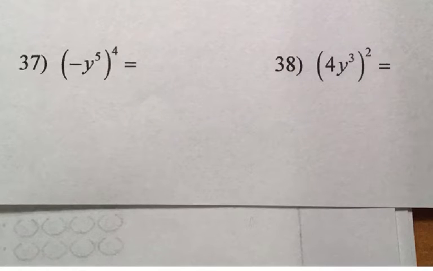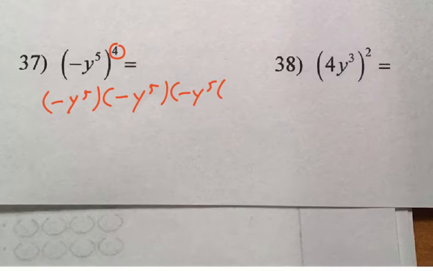Look at this one here. Now this one's a little different because notice we have this power outside on the parentheses, right? So what do I do with that 4 power? What I recommend you do, guys, is you could write it out. So I'm just going to write out negative y to the 5 4 times. Okay, so now, here we go.